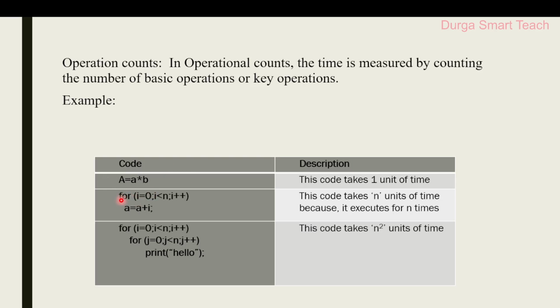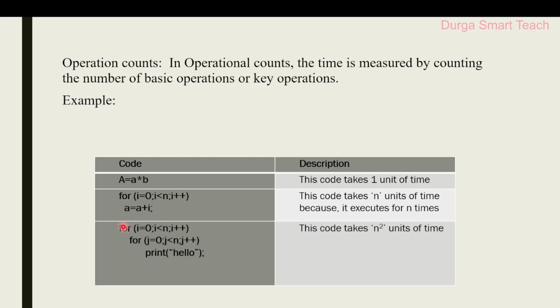Let's see the second statement. For I is equal to 0, I less than n, I plus plus. This is one loop. It will execute until the condition is false. For example, I is 0, n is 5, so it will execute 5 times. If it executes 5 times, then this code takes 5 units of time. Now, if the n value is 10, it will take 10 units of time and it executes 10 times. So this code takes n units of time because it executes n times.